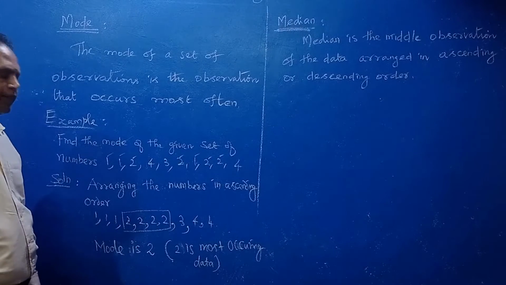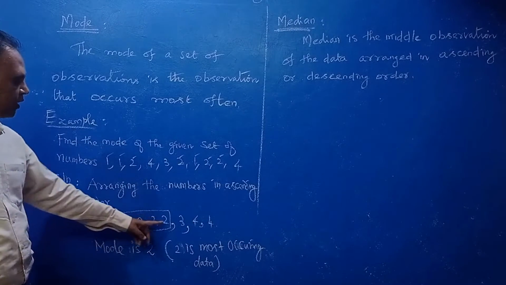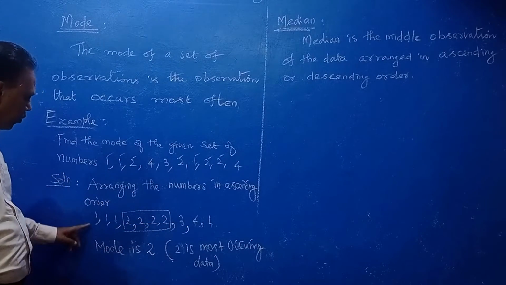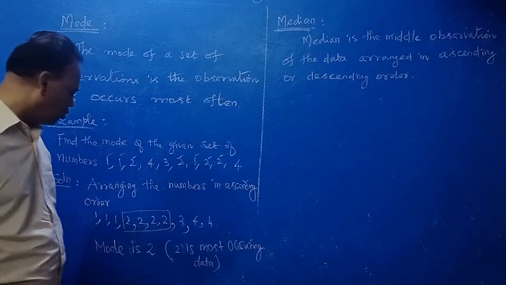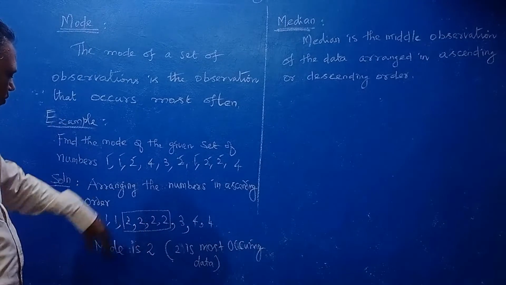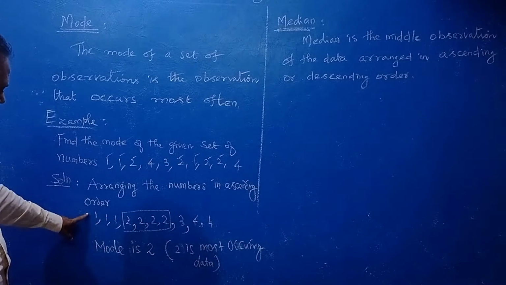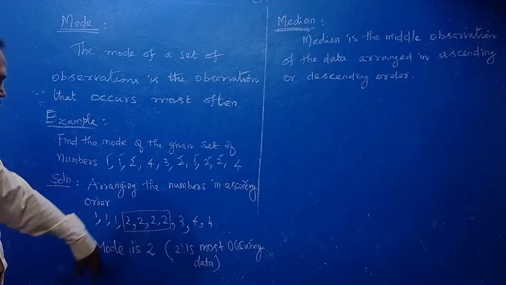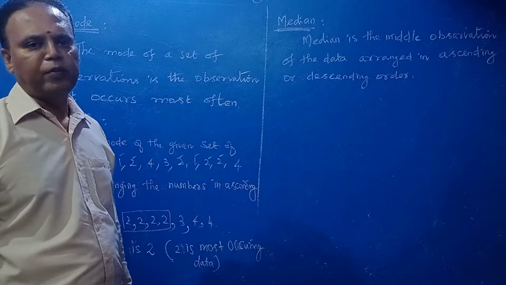If two data occurred the same number of times, then you have to write both the data as the mode. Suppose here 1 is repeated 3 times and 2 is repeated 4 times. Again, if 1 is repeated 4 times, then 1 and 2 are the mode of the data. Clear? You have to remember.